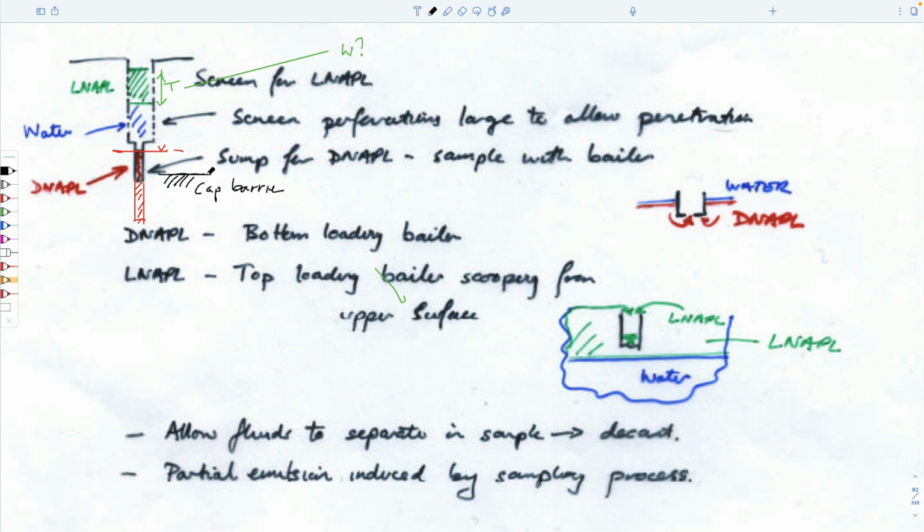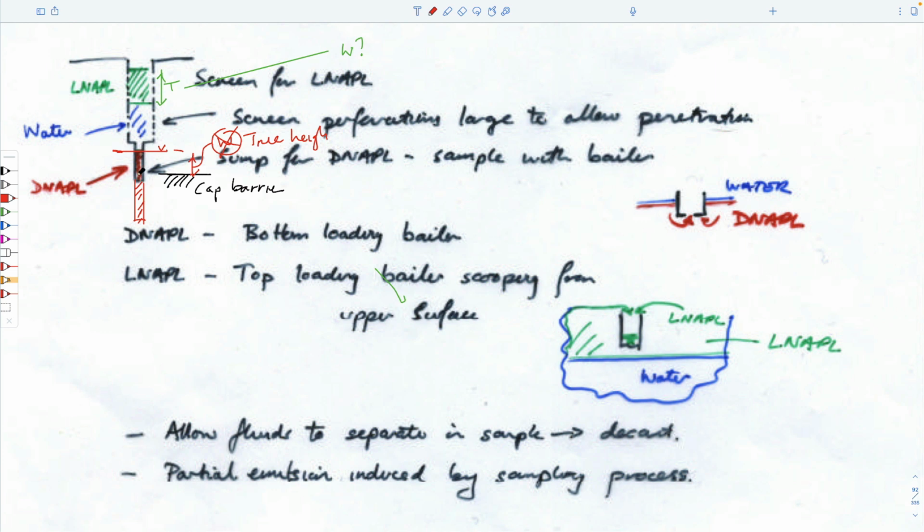So if this is the upper region of our capillary barrier, we would know that the true depth of our DNAPL would be equal to this height here, right? This is what we've called W before, kind of, right? The true height? Perhaps not that, true height. And so we need to be aware of this.